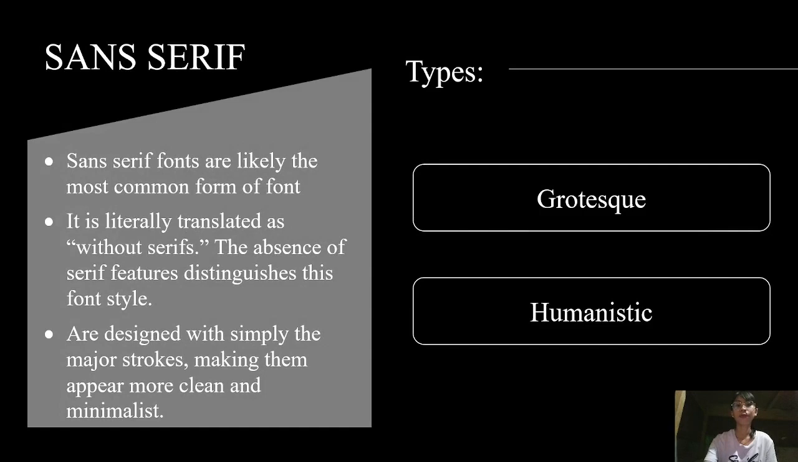And the next one is sans serif. These fonts are likely the most common form of font. Sans serif means without serifs. It is designed with simple major strokes that make them appear clean and minimalist while maintaining flawless readability. Sans serif has two types, the grotesque and humanistic. Grotesque has a thinner than usual stroke weight and squared curves on some characters such as the capital G. Then the humanistic font styles aim to increase the readability of sans serif typeface designs.